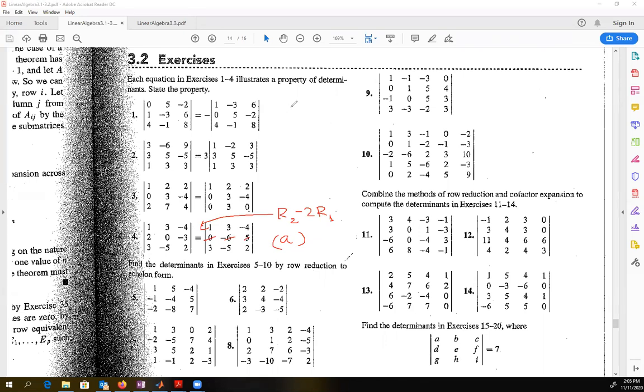So let me rewrite what we had here. I think the first one was property B. The other one was property C. Then we had A, right? And then A. This was our conclusion for this set of exercises, right?